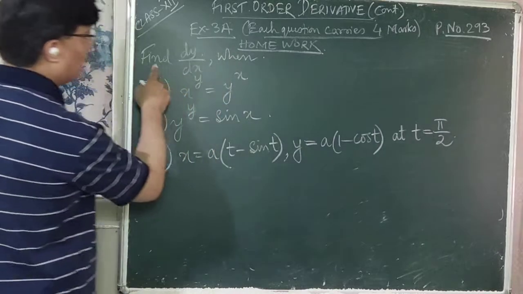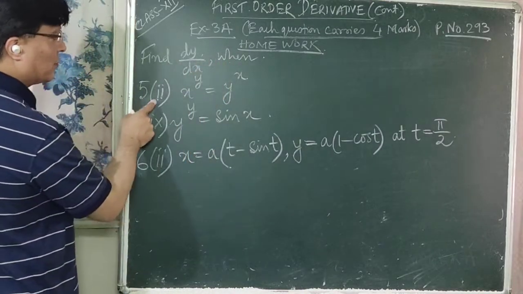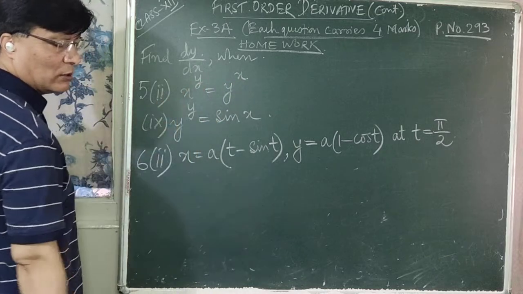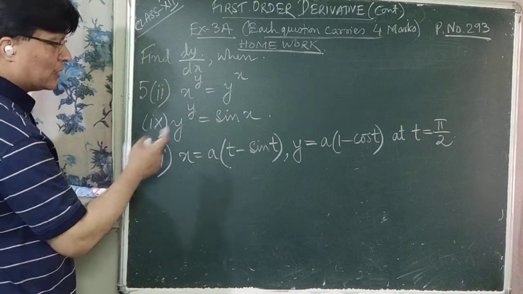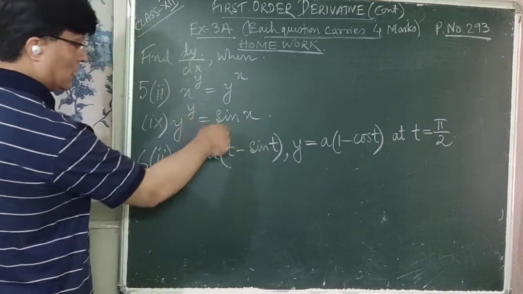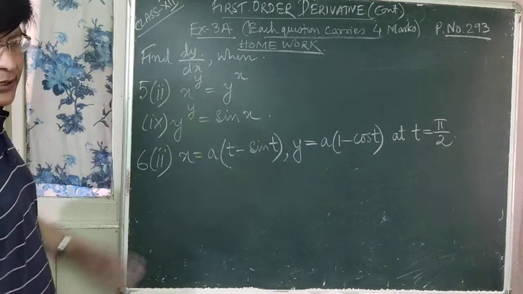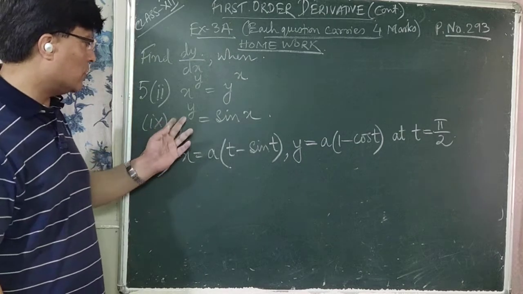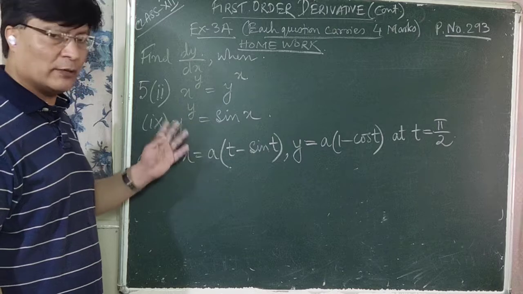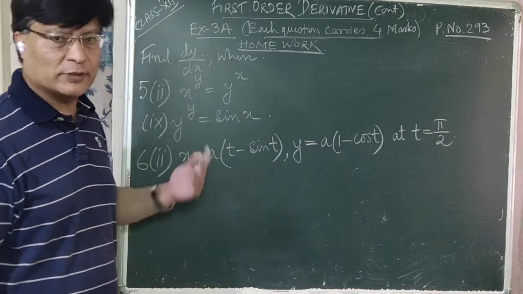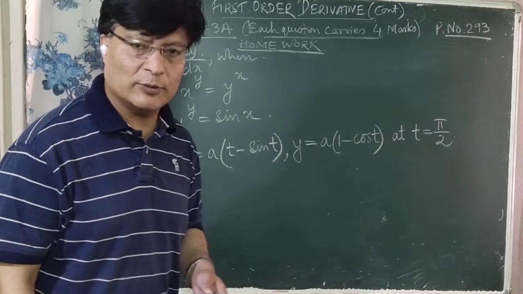So your homework is, find dy by dx when, number 5, x to the power y is equal to y to the power x. You have to take log on both the sides and then differentiate. Number 9, y to the power y is equal to sin x. Here also you take log on both the sides and then differentiate it. Okay, because y to the power y, both base and the powers are variables here. You cannot differentiate it directly, so take log on both the sides to differentiate it, that is to get the value for dy by dx.